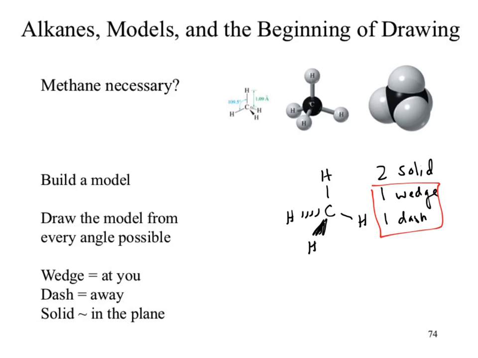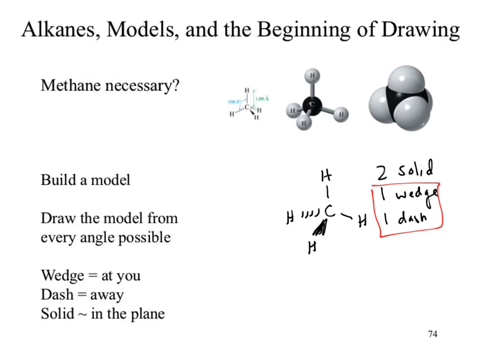The wedge and the dash are sometimes optionally included. There doesn't have to be a reason for showing them, but there usually is some kind of reason for it. So the reason why it's being shown here is I'm trying to emphasize the fact that I have a hydrogen coming out of the board and a hydrogen going away. Okay, so it's just kind of a visual aid in this case. But that's not a super good reason for it, because sometimes we just don't need that visual aid.